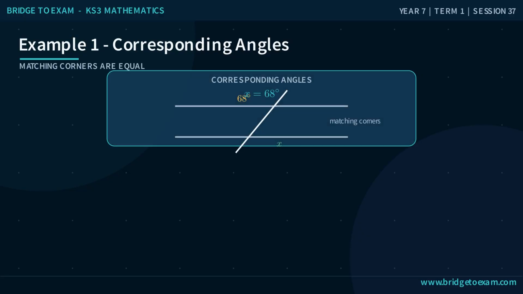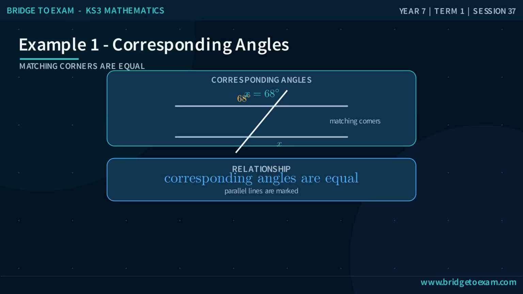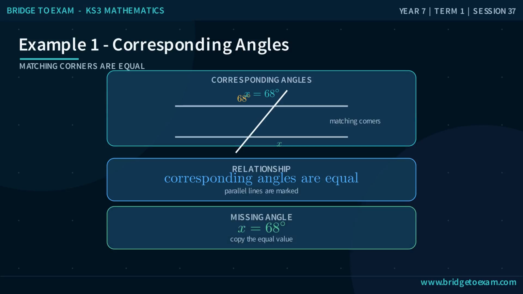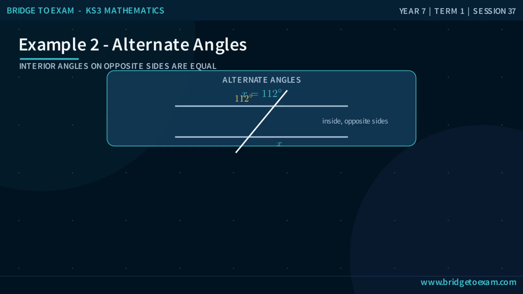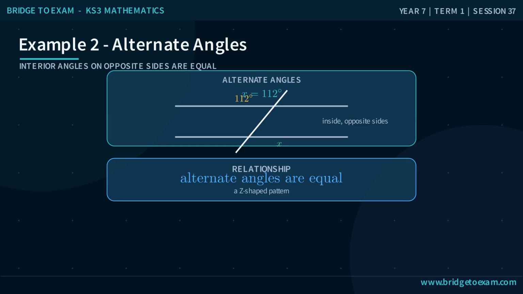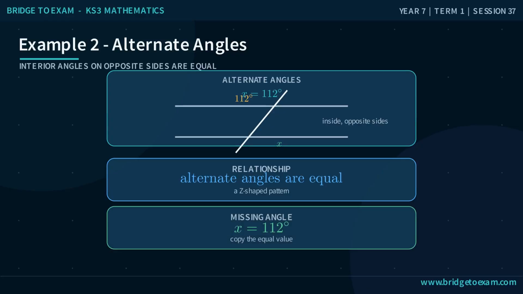A transversal crosses parallel lines. One corresponding angle is 68 degrees. The matching corner at the second intersection is a corresponding angle, so it is equal. The missing angle is 68 degrees. An alternate interior angle is 112 degrees. The angle between the parallel lines on the opposite side of the transversal is alternate, so it is equal. The missing angle is 112 degrees.